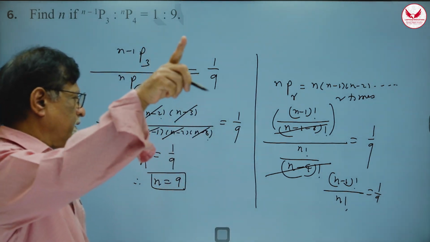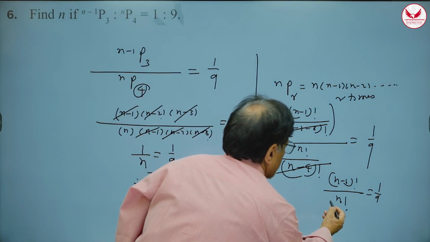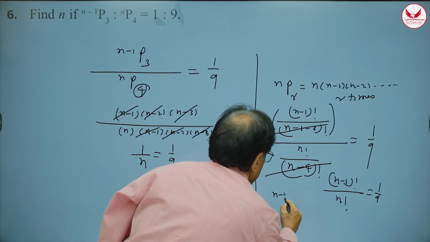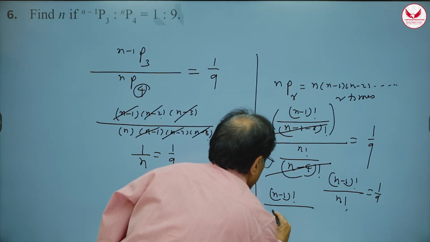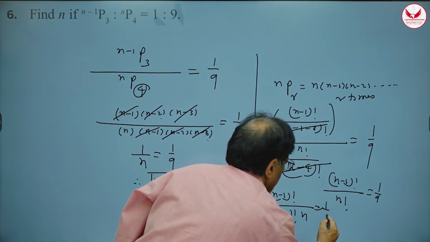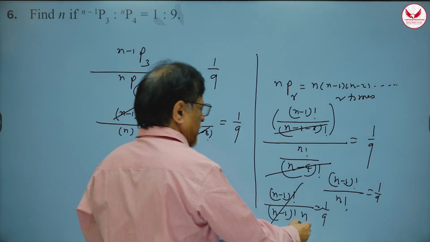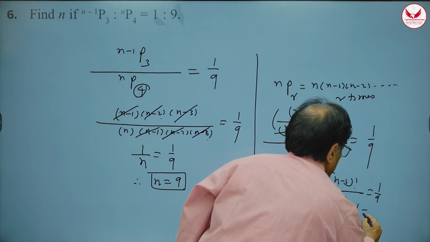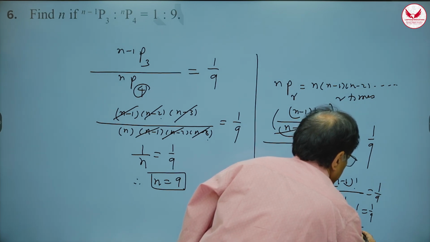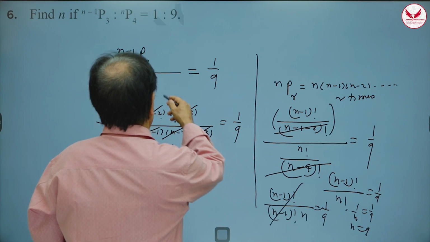Do not forget, when I discussed n factorial, I told you that n factorial can be written as (n-1) factorial multiplied by n. So (n-1) factorial divided by (n-1) factorial into n is equal to 1 upon 9. This whole thing goes. Again 1 upon 9, so 1 upon n is equal to 1 upon 9 and n is equal to 9. So you can see this method is slightly longer than this method.